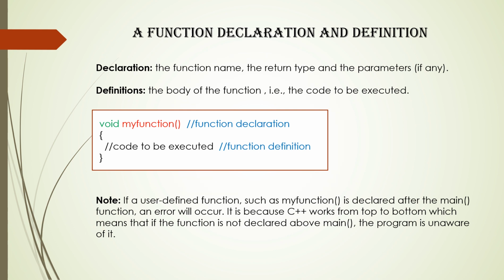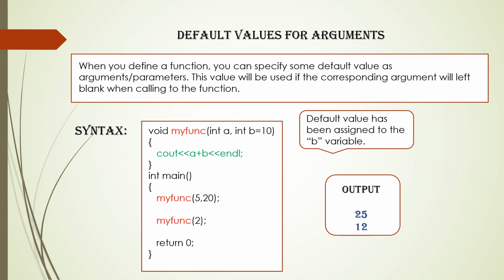Now let's see what an argument is. Till here, we have declared functions with no arguments or parameters. The variables which we mention inside the parentheses while declaring a function are called parameters or arguments, and we use those variables inside the function. Let's see what a default value for arguments is. While defining a function, the user can specify some value for arguments or parameters. These values will be used if the corresponding argument is left blank while calling the function. Understand this and make it clear through this example.